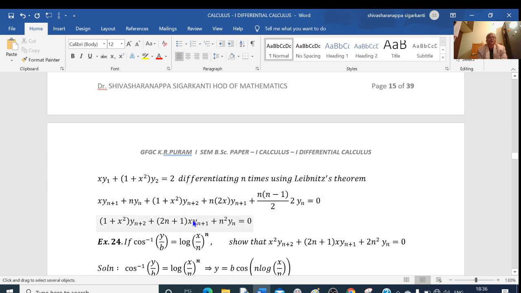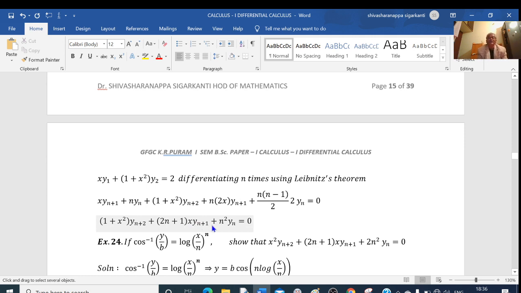Now writing the terms in order, first I will write y_(n+2) terms here. (1 plus x square) into y_(n+2), only one term is there, plus. Then I will write y_(n+1) terms. This is y_(n+1), here also I have y_(n+1). x is a common factor here. So if I take x into y_(n+1) as common factor, I am getting n here, 2n plus here 1, that is (2n plus 1) into x into y_(n+1), plus.